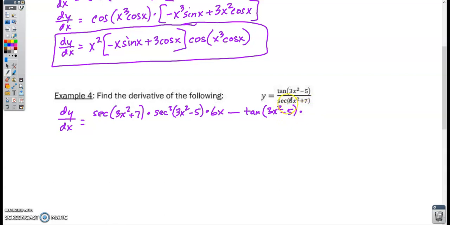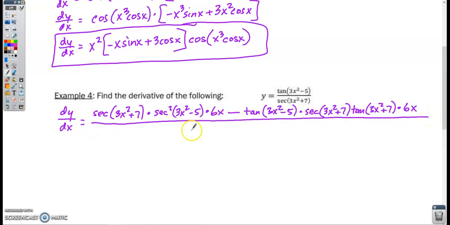minus high d low. Okay, so let's see, I need to take the derivative of low now. The derivative of the secant of the quantity 3x squared plus 7. It's going to be derivative of the outside, leaving the inside the same. The derivative of secant is secant of quantity, tangent of quantity. So it's going to be secant of, leave the inside the same, 3x squared plus 7, tangent of 3x squared plus 7, times the derivative of the inside, which is 6x.